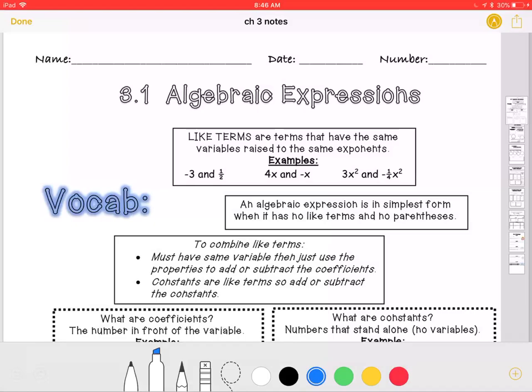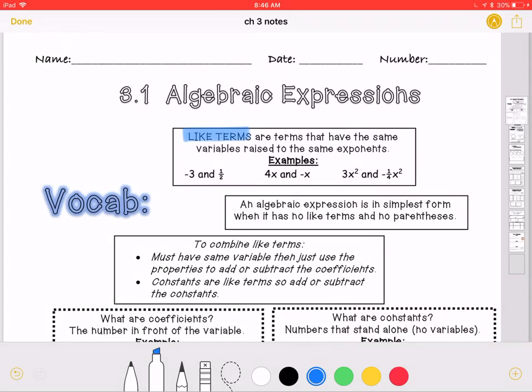Chapter 3, Lesson 1, Algebraic Expressions. We are getting into Chapter 3, which is all about expressions and then equations. So we're going to start with what are algebraic expressions, and there's a bunch of vocabulary this entire chapter to keep on top of. But let's first discuss like terms.